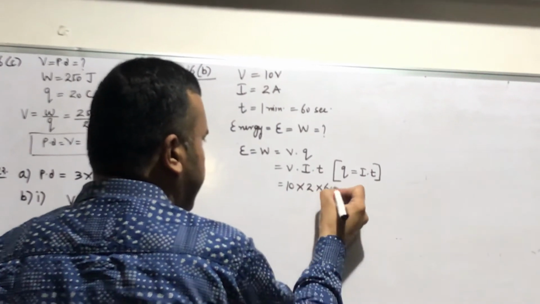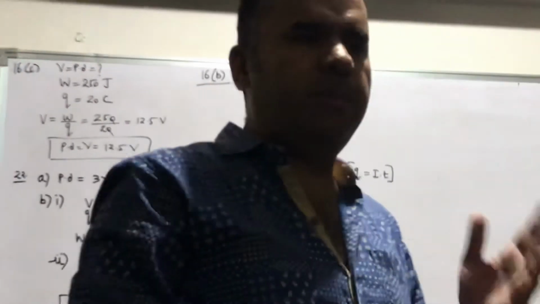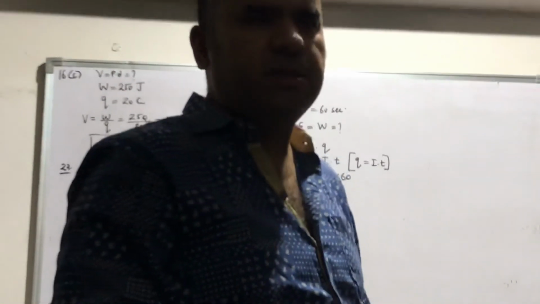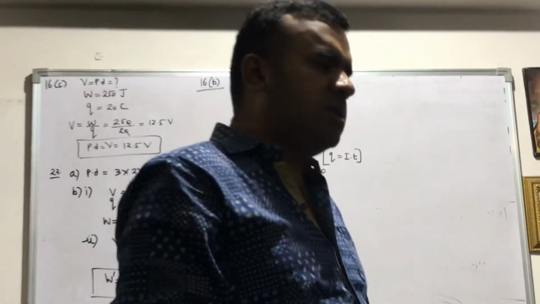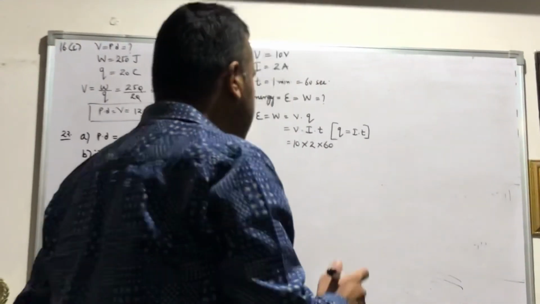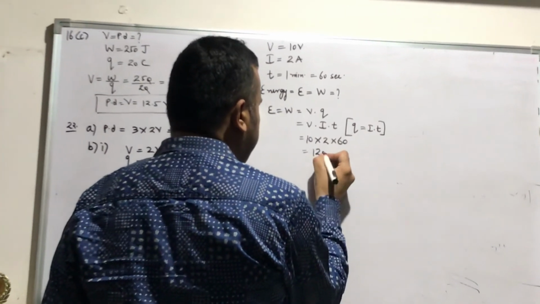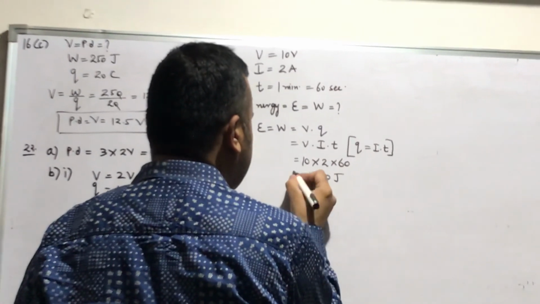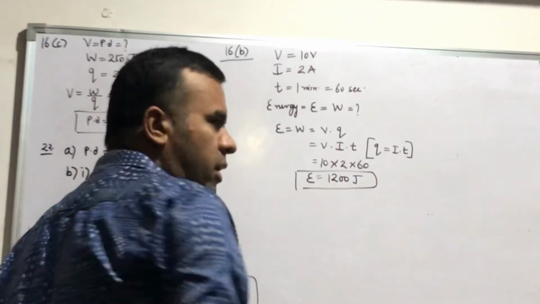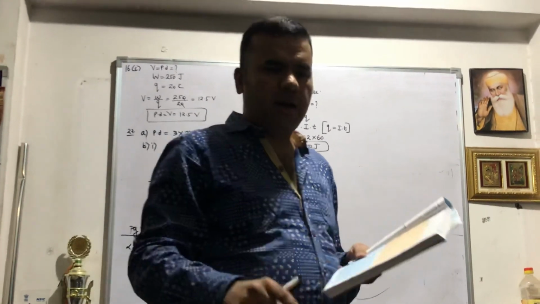And in place of time, don't leave the time in minutes or in hours. If it is in minutes, convert it into seconds, multiply it by 60. If it is in hours, then multiply it by 3600. Right? This is very much essential. So 20 into 60, 1200 joules. So energy is 1200 joules, right? Next question is question number 19, B part, right? You can do it.